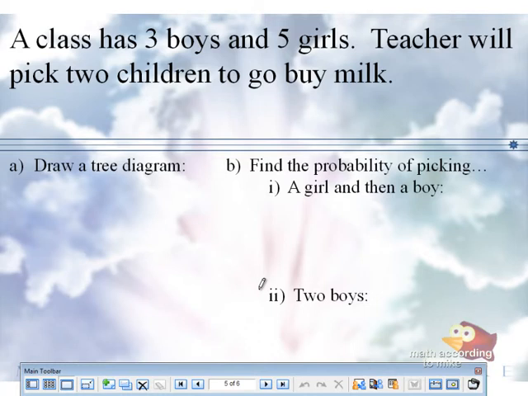A class has 3 boys and 5 girls. Teacher will pick 2 children to go buy milk.